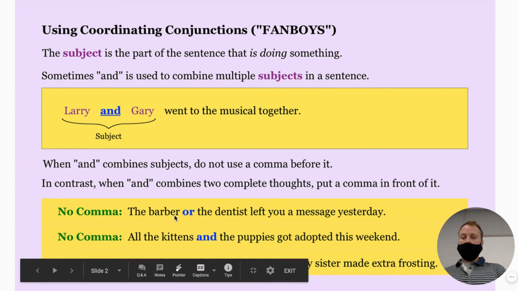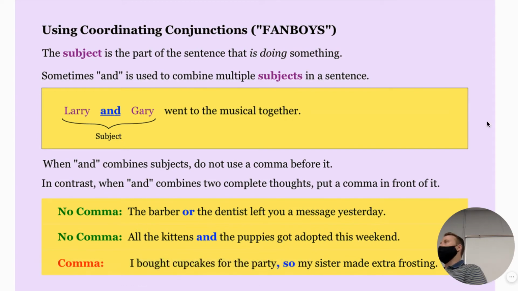The barber or the dentist, two subjects, both or one of them left you a message yesterday. Another one is all the kittens and the puppies got adopted this weekend. So those are subjects that are being connected with coordinating conjunctions.